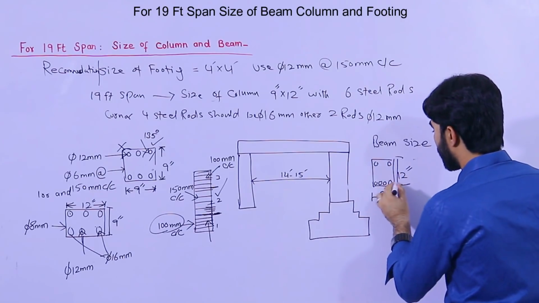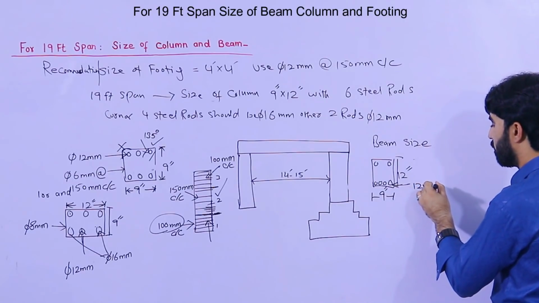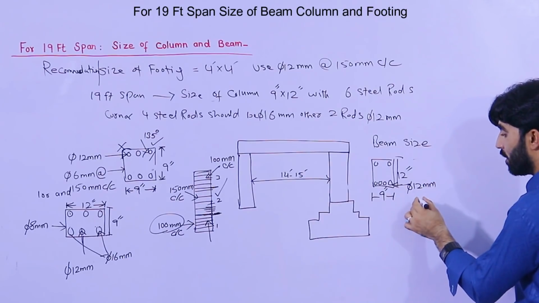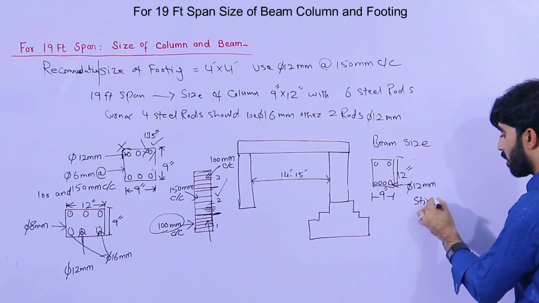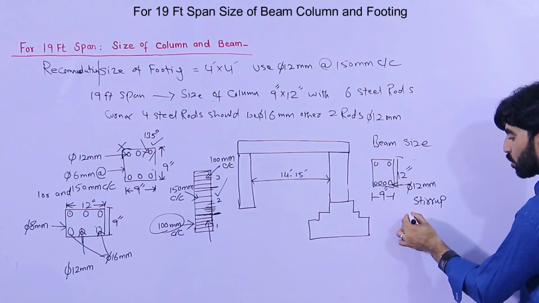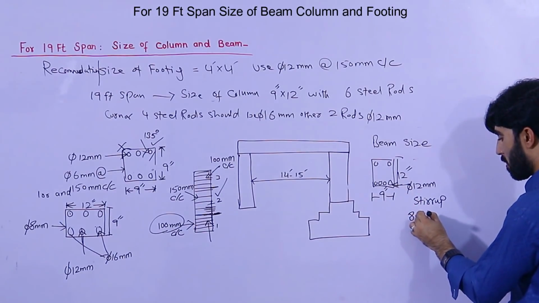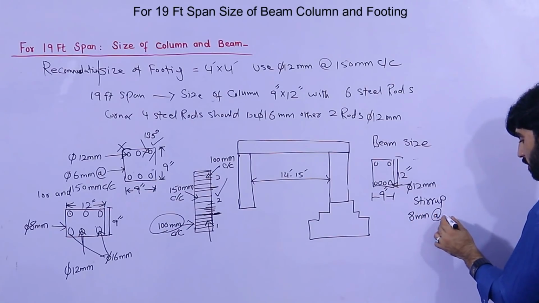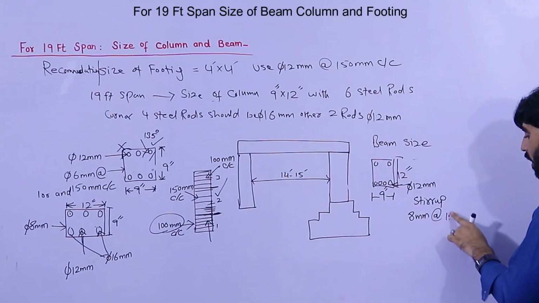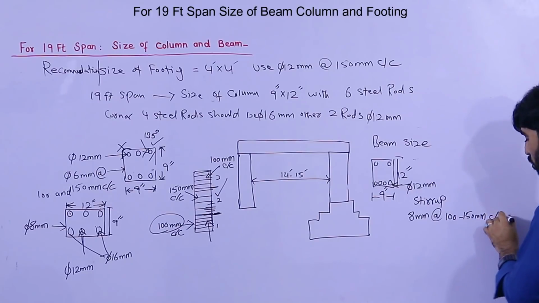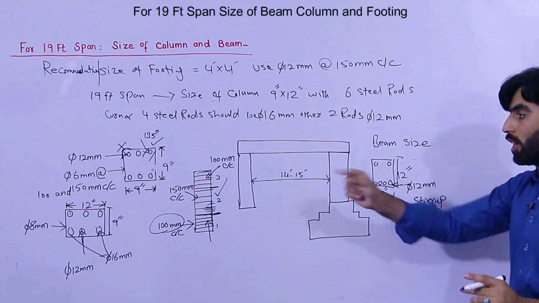The bottom steel rod dia should not be less than 12 mm, and lateral tie, here the stirrups, okay, so the stirrups dia should be here 8 mm with the spacing of 100 to 150 mm center to center, as I discussed before in the column.